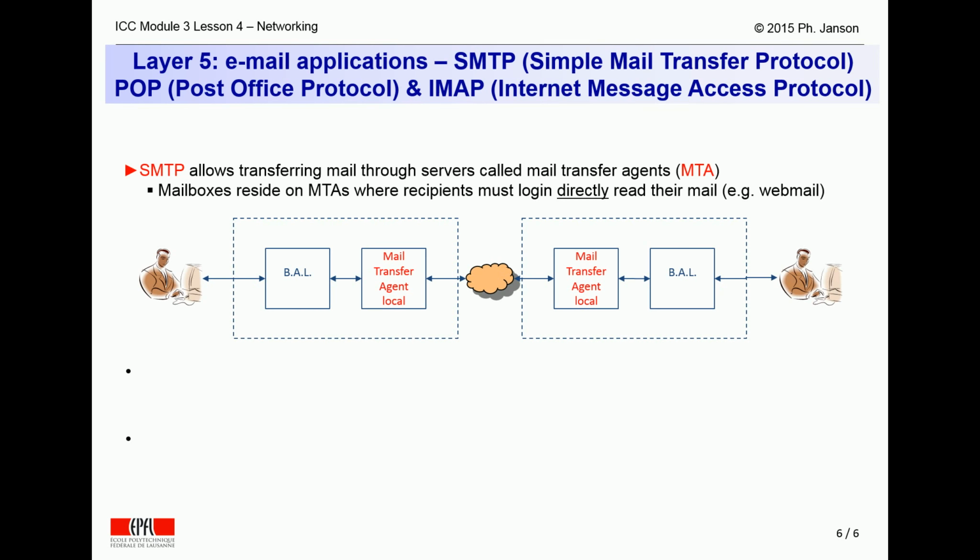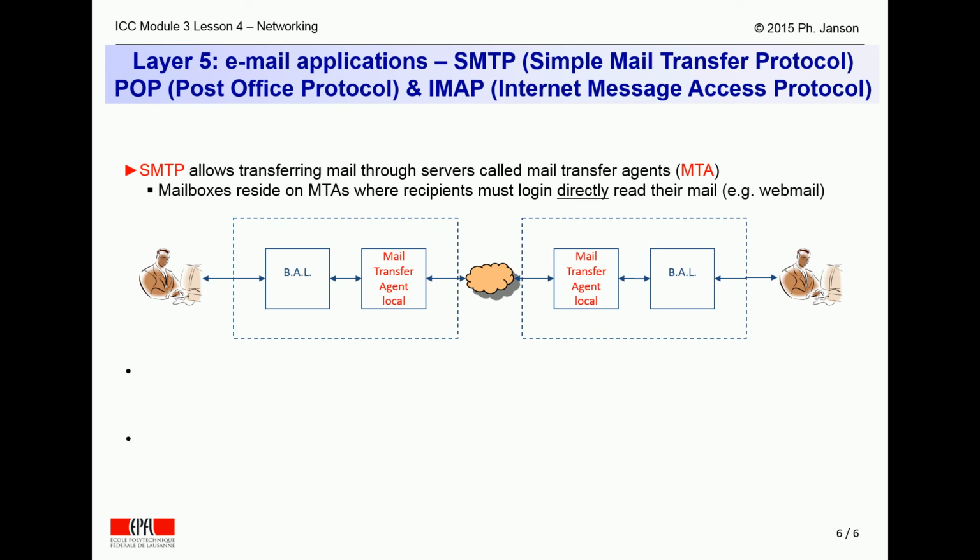The last important application layer protocol on Internet is email. The main protocol for such applications is the Simple Message Transfer Protocol, SMTP. It allows delivering email messages from sender mailboxes to recipient mailboxes. Recipients must explicitly consult their mailboxes to retrieve their mail, as on webmail servers.